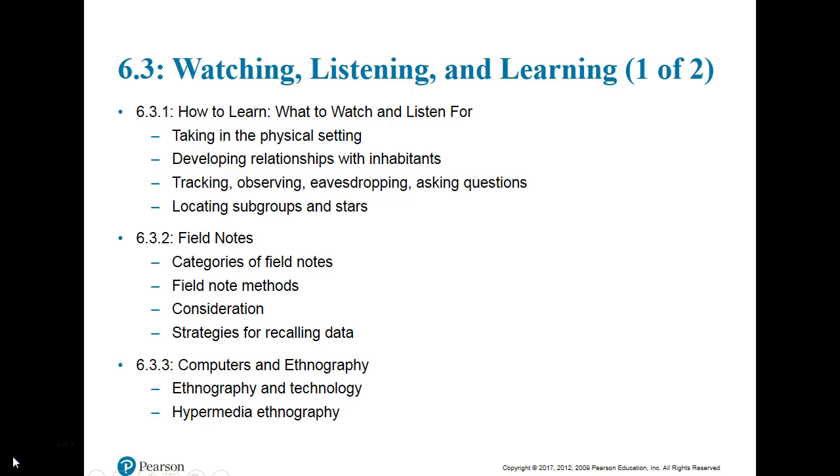There's a really good example in your textbook of how to actually do field notes. And you can also probably, if you look at any of your articles that you're researching, you might be able to see examples of field notes that would be good to follow.